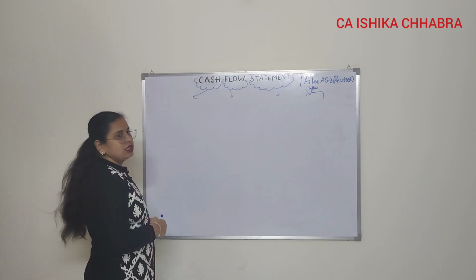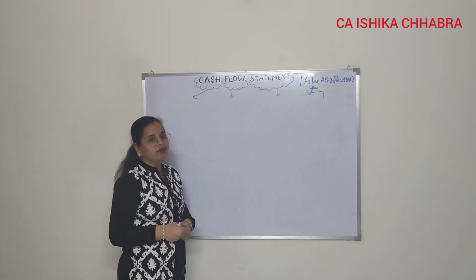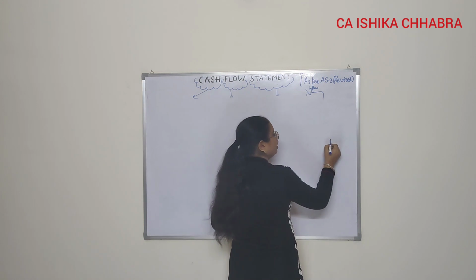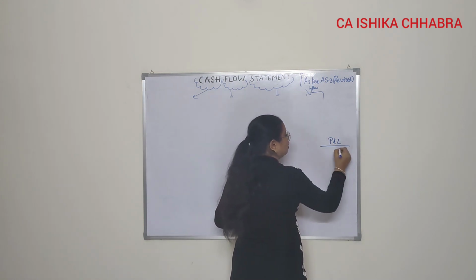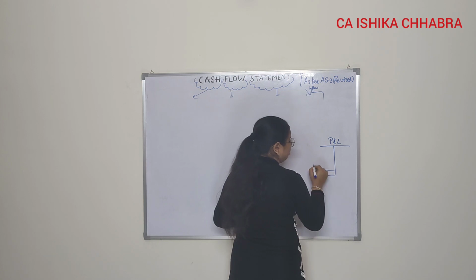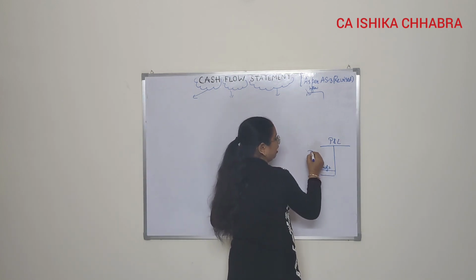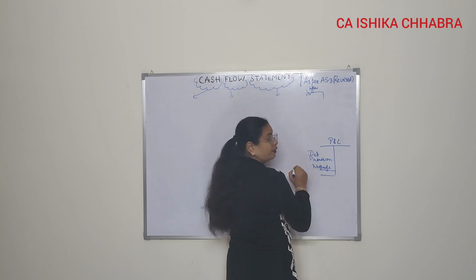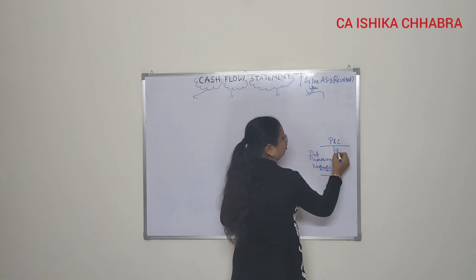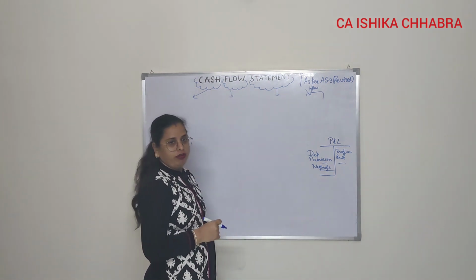So what is the requirement? We will do backward working. I will make a small P and L here. Here is my net profit, which everyone knows. And here are some items like depreciation, provision, amortization, or profit on sale of plant and machinery, and so many items. Then my net profit will come.